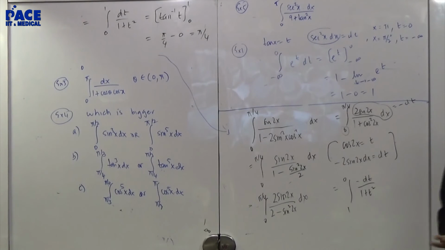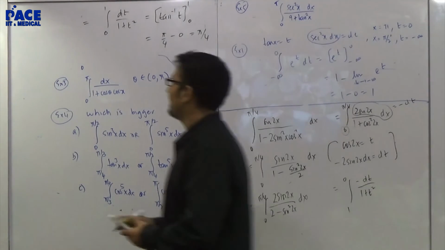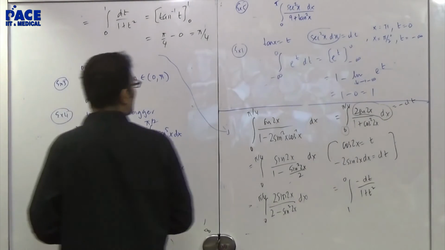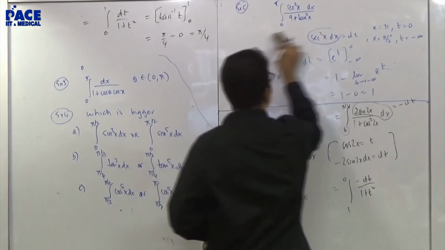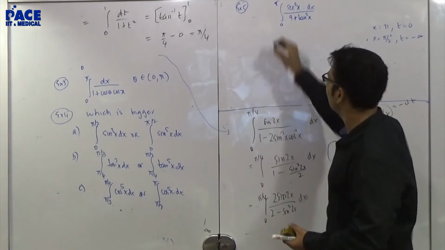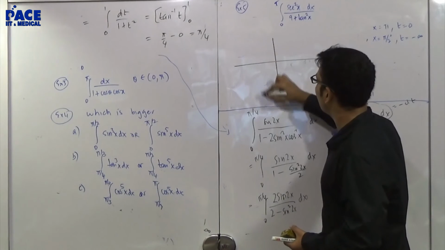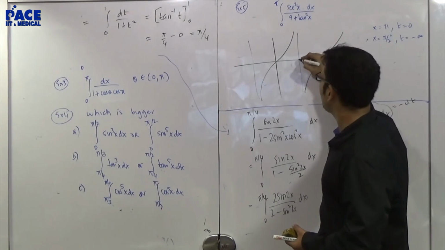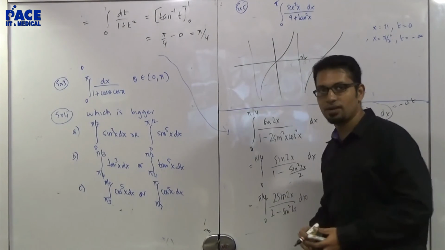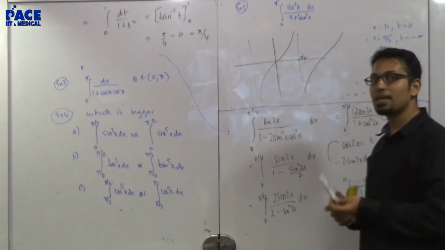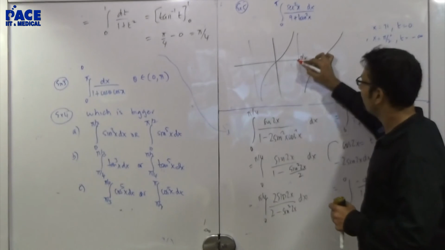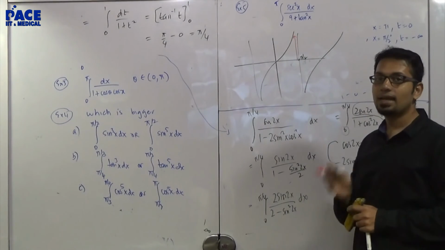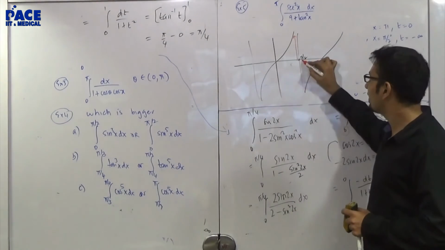यार टैन का ग्राफ देखा है कभी जिंदगी में? कौन है? I don't know who to make eye contact with. टैन का ग्राफ देखा होगा तो I draw this part. टैन का ग्राफ ऐसे होता है, ये 90 होता है। 90 पे क्या होता है? Not defined होता है। 90 के just पहले क्या होता है? Positive infinity. 90 के just बाद क्या होता है?